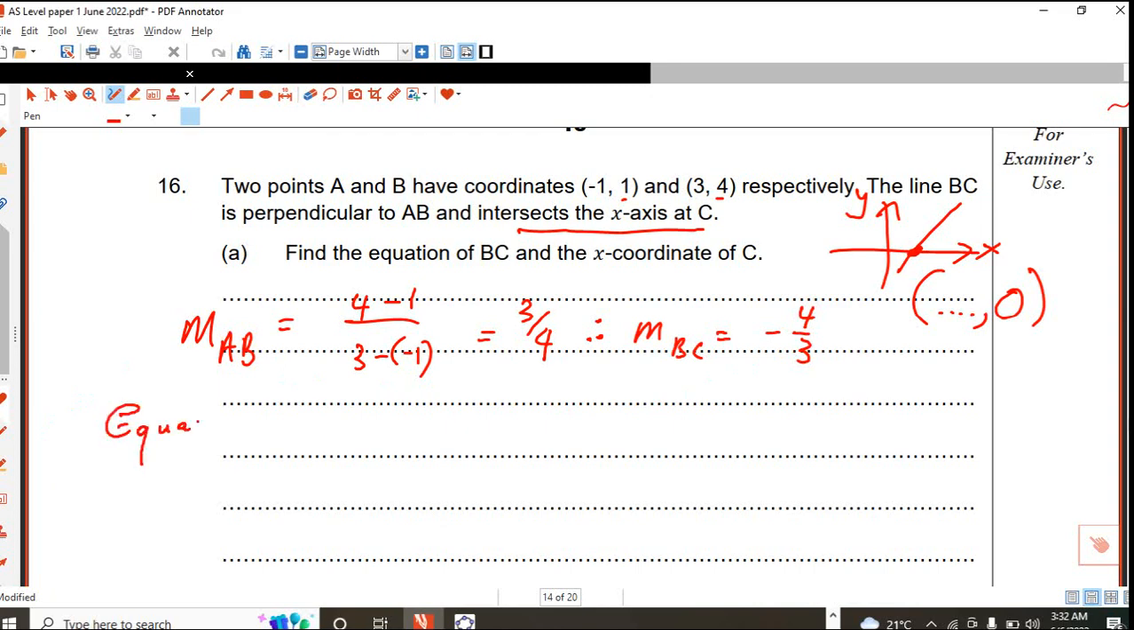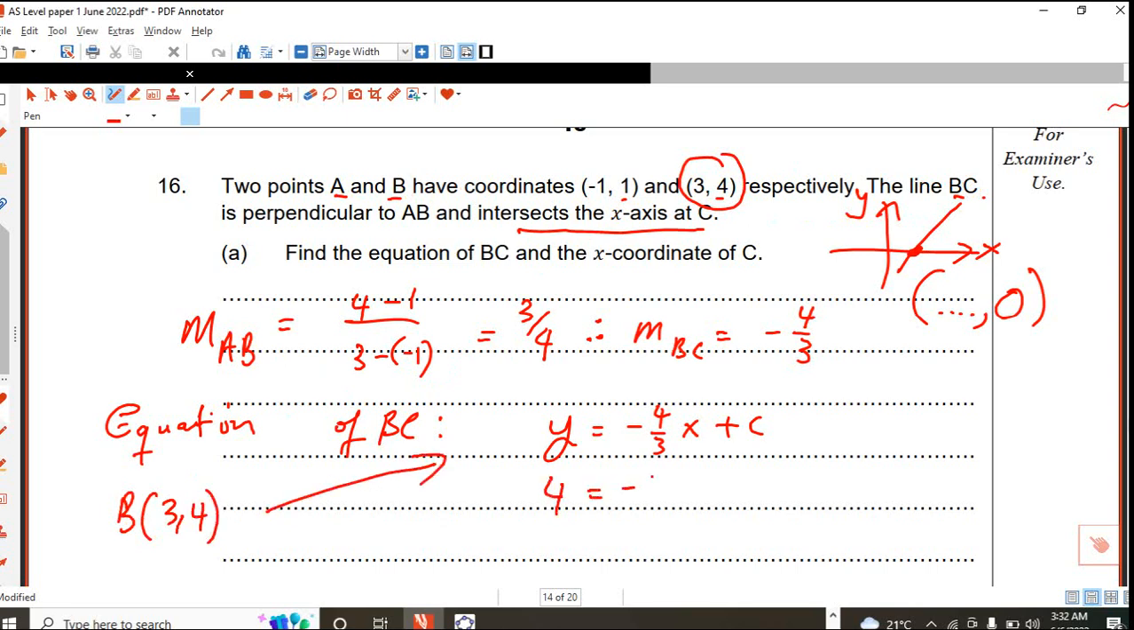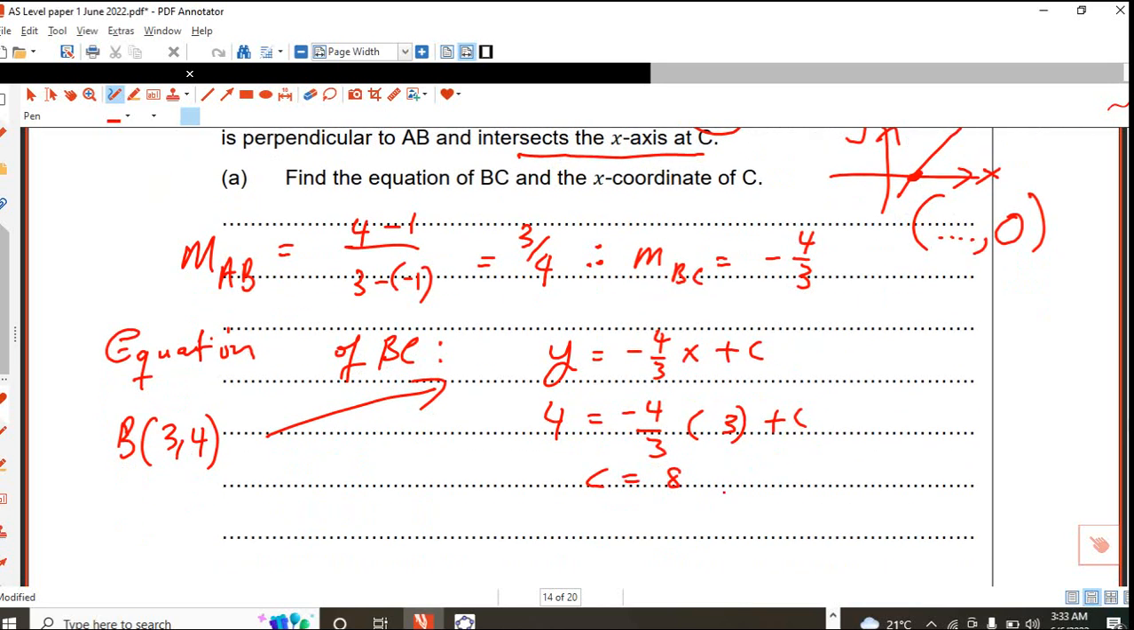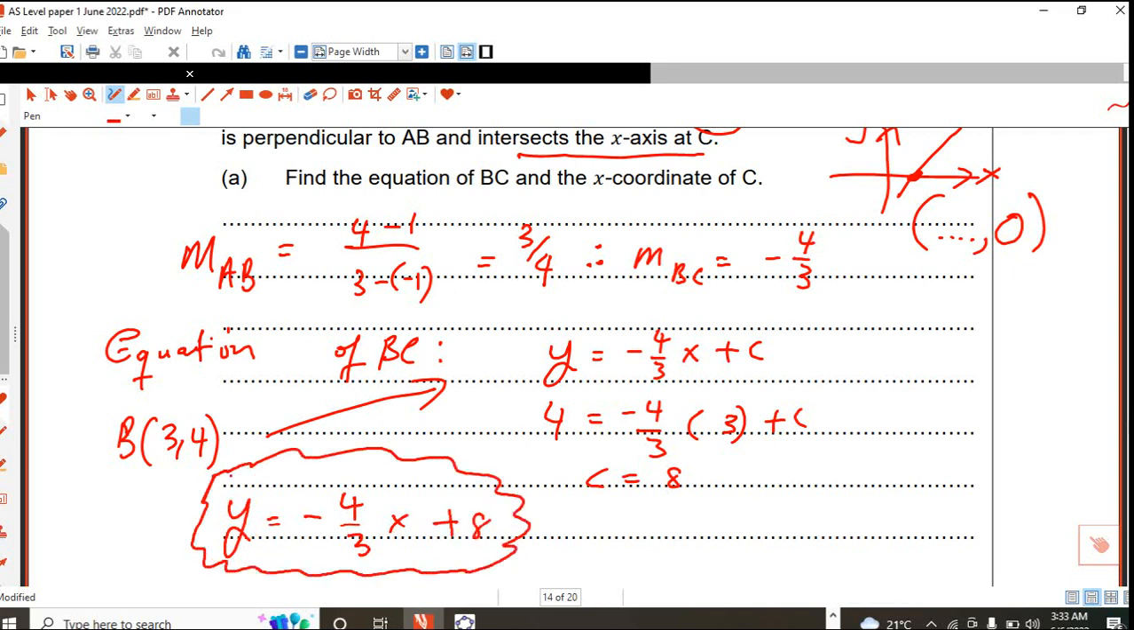So what is the equation of BC? It is y equals -4/5x plus c. How do we find this c? You see, you have got points A, B, and line BC. What do they have in common? They have got this point B in common. So taking point B, which is 3,4, we sub it in there: 4 equals -4/5 times 3 plus c. That will give you the value of c. Hope you understand that. So the equation of BC is y equals -4/5x plus c. This is the equation of line BC.